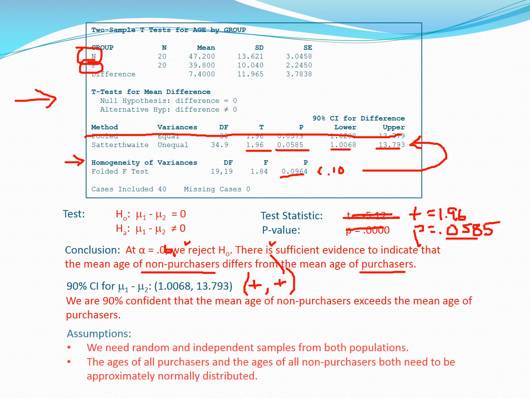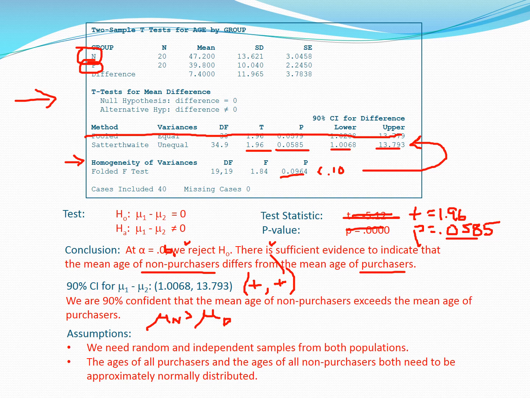We're going to say we are 90% confident that the mean age of the first group, the non-purchasers, exceeds the mean age of all purchasers. We're going to say mu n is greater than mu p. Could we flip that around and say mu p is less than mu n? Of course we could. The mean age of all purchasers is less than the mean age of all non-purchasers.